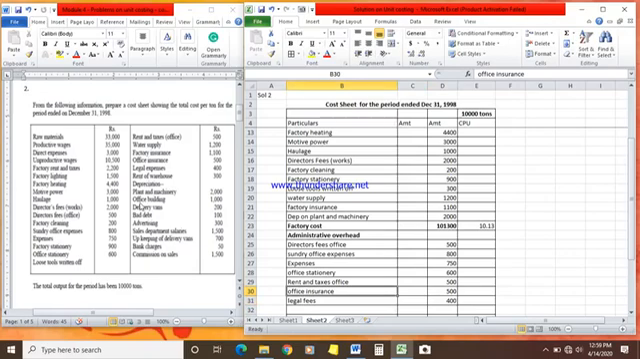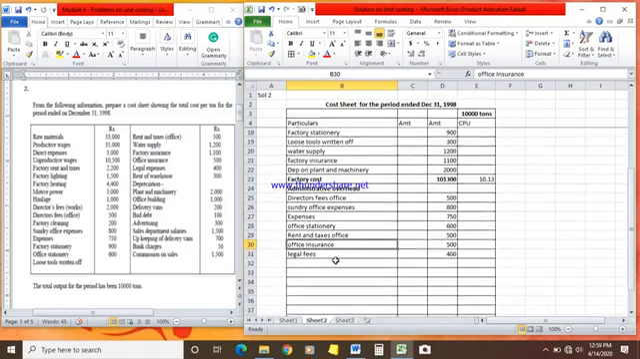Then we have depreciation on office building amounting to rupees 1000. Then, over. So these are the items forming a part of administrative overheads.